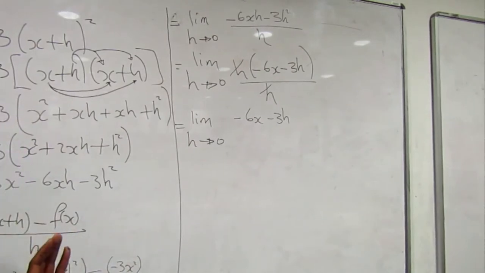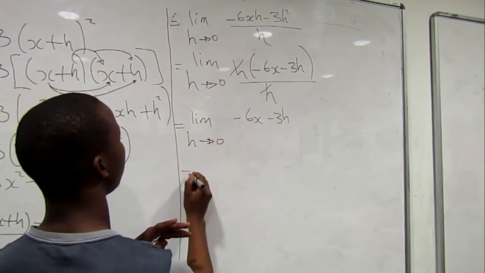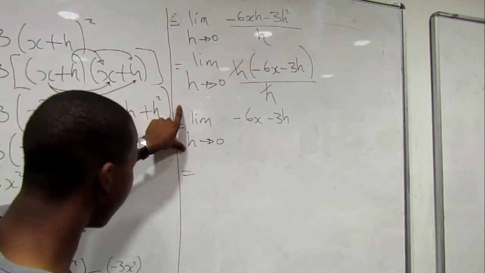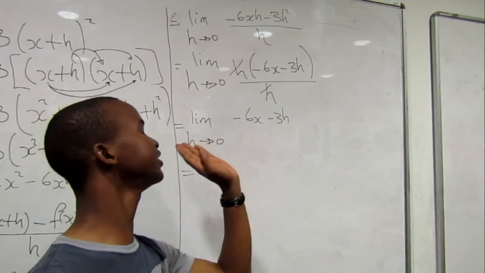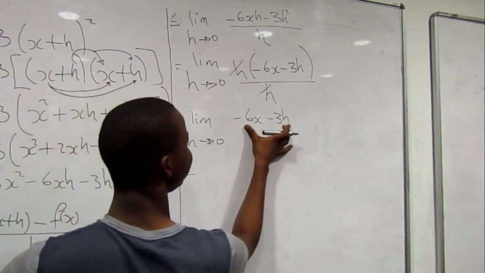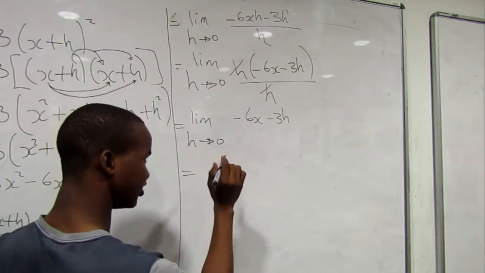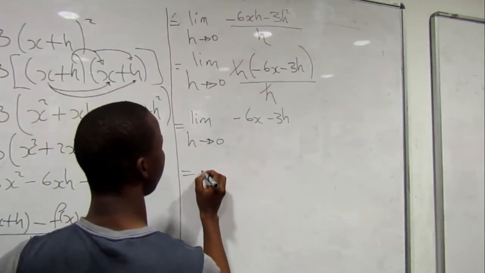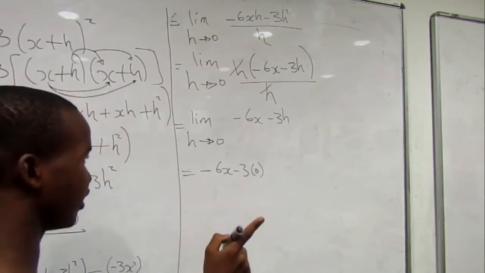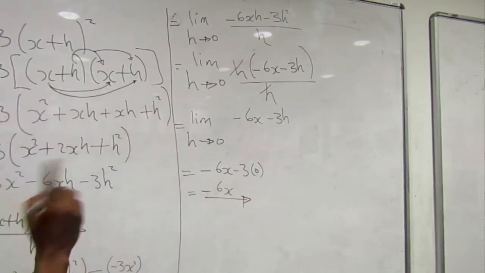Then we need to note that after simplifying and factoring everything, when we arrive at this step, we are no longer going with the limit chain. You just take this expression, negative 6x minus 3h, but instead of h you put 0, which gives negative 6x minus 3 times 0. You also know that any number multiplied by 0 is 0, so our answer is negative 6x. I'm done with the first question.